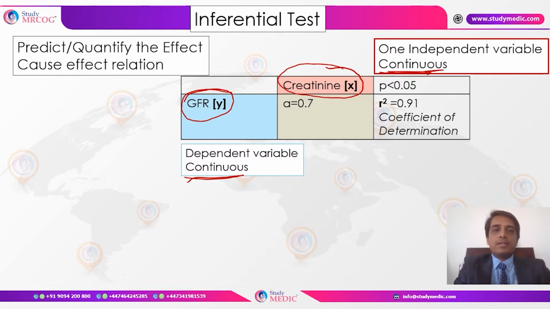Now you can say here GFR is dependent on creatinine. So it is given the value as Y. So Y is dependent on the independent predictor variable X. So creatinine here is an independent variable, also called a predictor variable. That means we want to predict the GFR, which is the dependent variable, from this independent predictor variable creatinine.